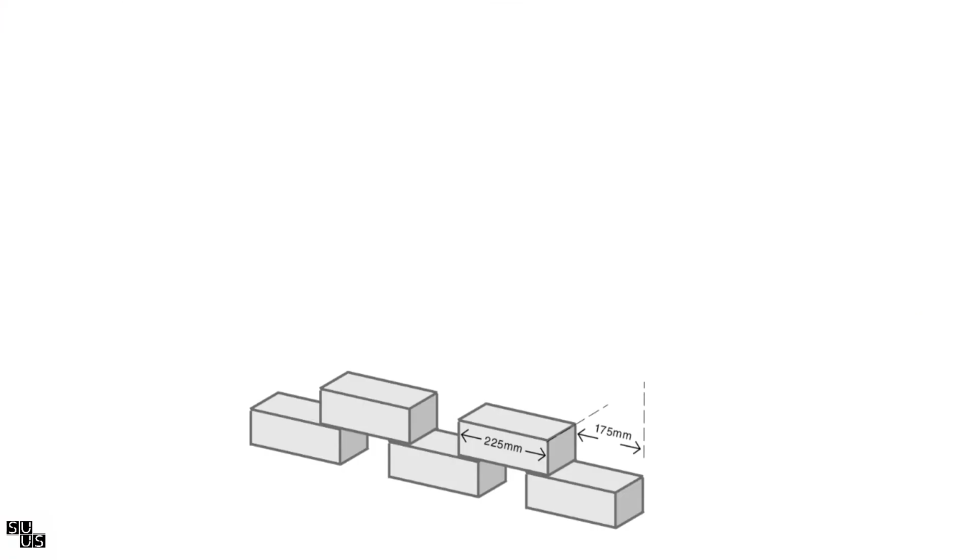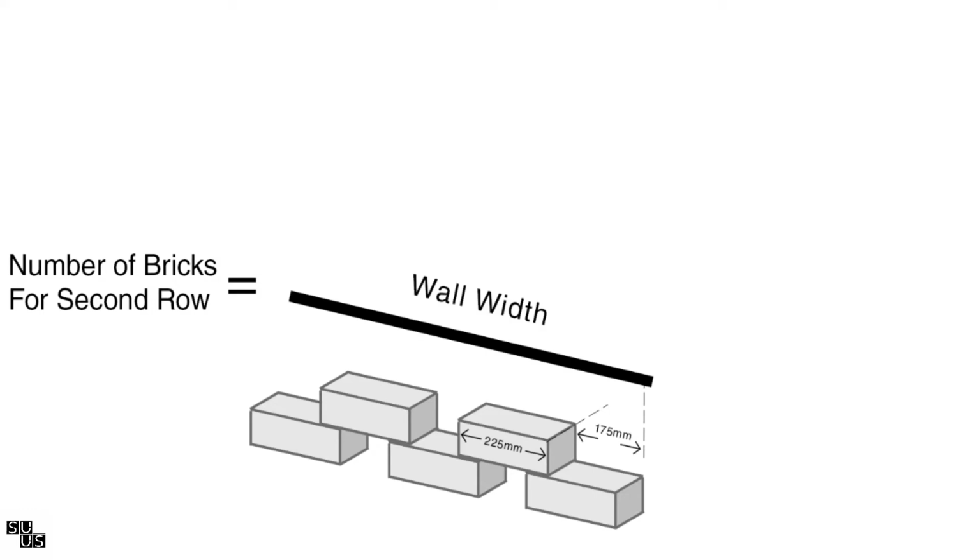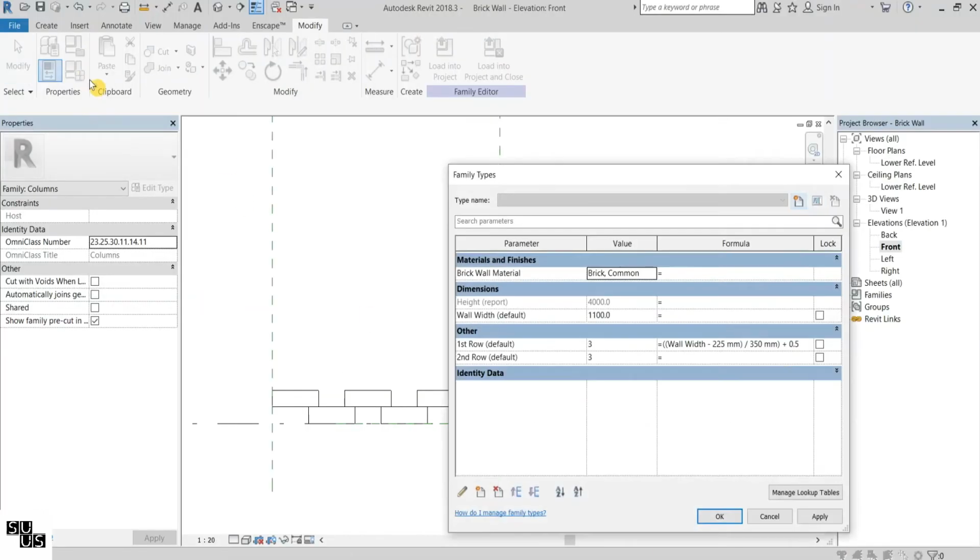Now it's time to write a formula for the second row. The number of bricks for rows with even numbers equals the wall width value minus 400 mm divided by 350 mm plus roughly half a module. Now I'll write the formula next to the second row parameter.